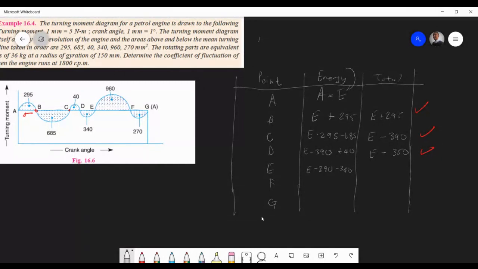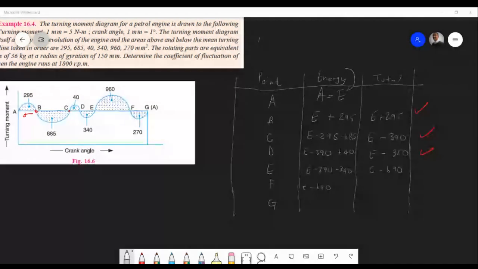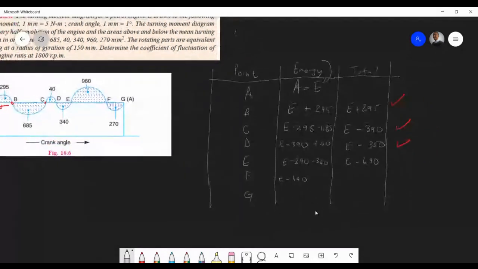Everything to that side, I'm just going to add that. We should get E minus 690. What can I check now? Let's see. Tsepo, Silas, what is next? E minus 690. What do we do now? What is next at point F? 270 plus 960. Yep, plus 960, right? E plus 270.